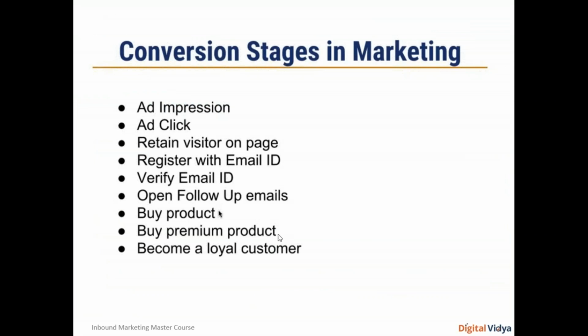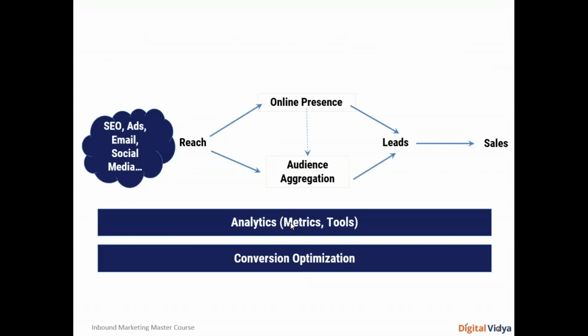All right, but in digital marketing things get a little more complicated. Why? Because there are a lot of variables which affect the conversion. So what are the conversion stages you have in marketing? First, ad impression. You want people to see your ad. How many people get an opportunity to see your ad? Then you want them to click on it. Then they come to your landing page, they register, then you send them follow-up emails, then they buy the product, become a loyal customer. So essentially, those are the conversion stages.